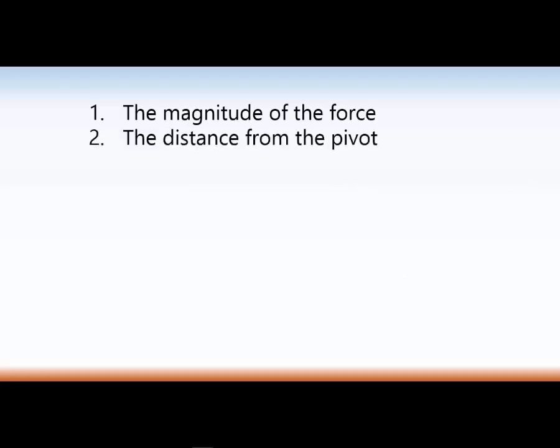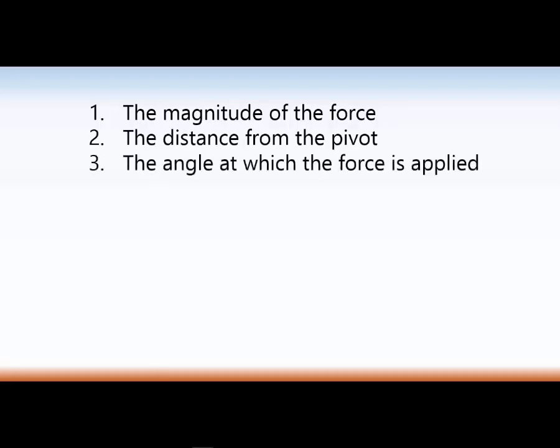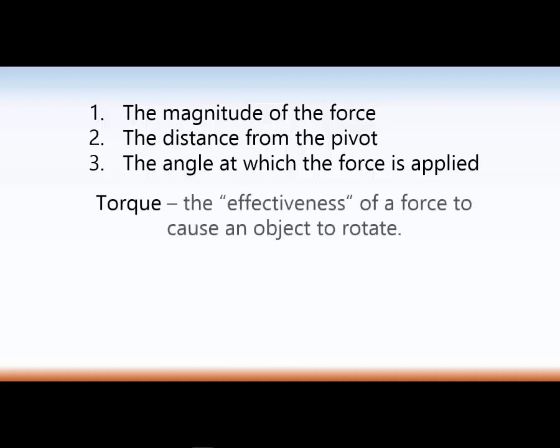So now we see that the ability of a force to cause a rotation depends upon three factors. First, the magnitude of the force. Second, the distance from the pivot point. And third, the angle at which the force is applied. Together, these three factors make up the quantity we call torque, which we can loosely define as the effectiveness of a force to cause an object to rotate.